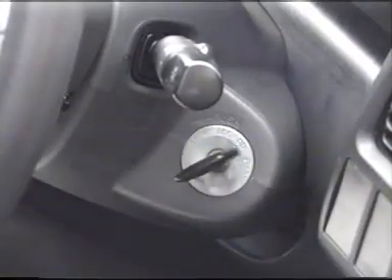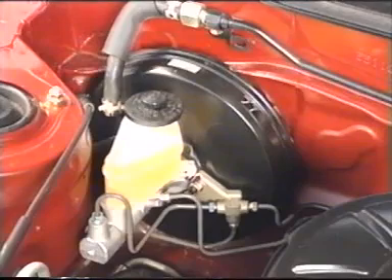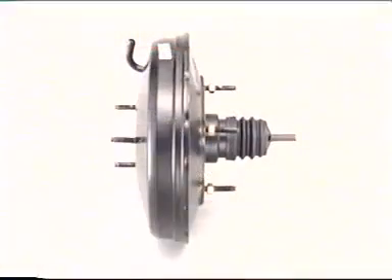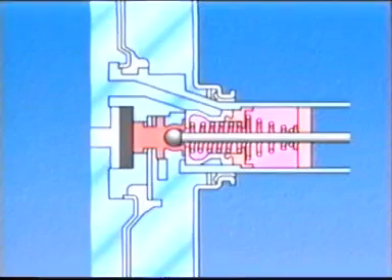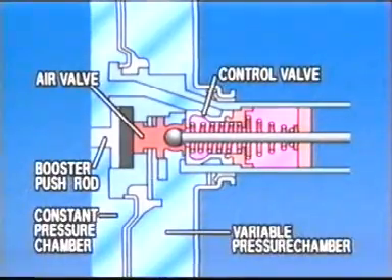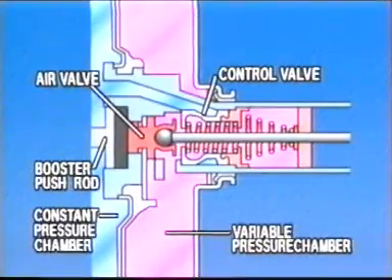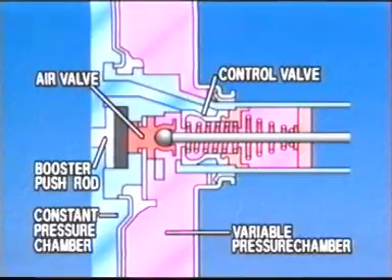A vacuum is created inside the brake booster by starting the engine. When the brakes are not applied, the pressure of the constant pressure chamber and variable pressure chamber are equivalent. When the brake pedal is depressed, the air valve makes contact with the control valve, making the constant pressure chamber and variable pressure chamber into 2 independent chambers. When the pedal is depressed further, the air valve moves away from the control valve, allowing air to enter the variable pressure chamber. This difference in pressure is used to push the push rod.